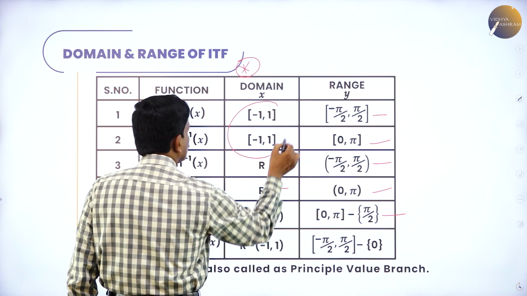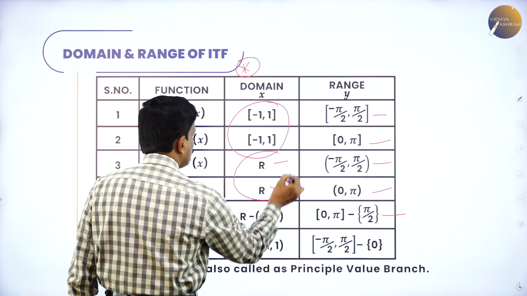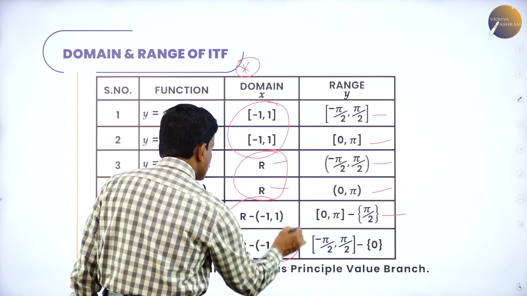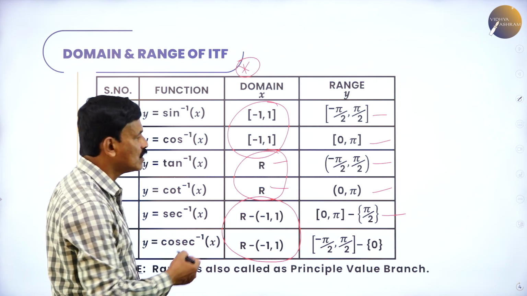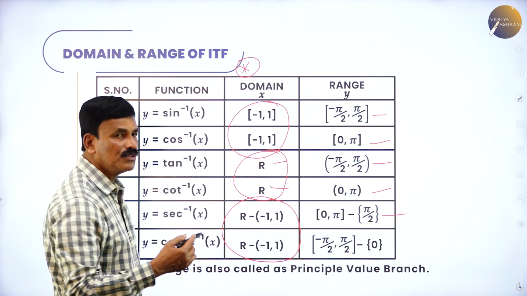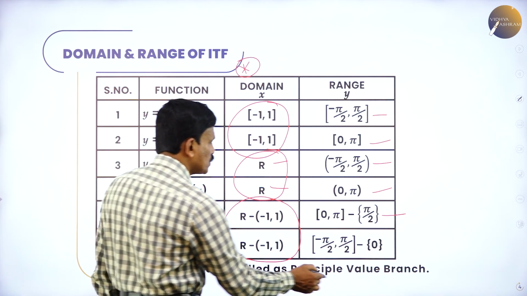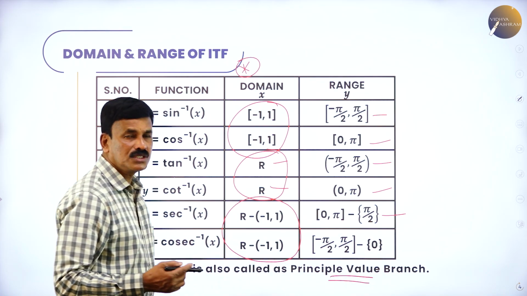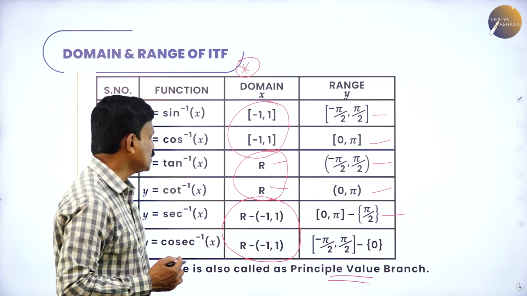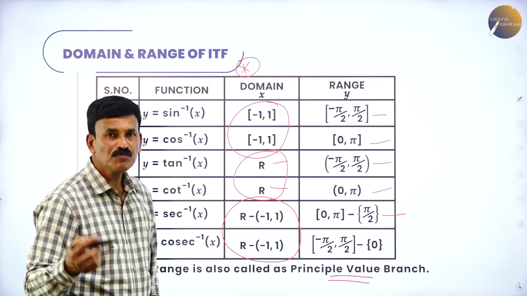So here the domain is the same for sine inverse x and cos inverse x, and similarly the same for tan inverse x and cot inverse x, and for secant inverse and cosecant inverse x also the same, but the range will differ. This is how we write the range and domain. The range is also called the principal value branch. So, in the examination if they ask to find the principal value branch, just write down that the range is also called the principal value branch of that given inverse trigonometrical function.